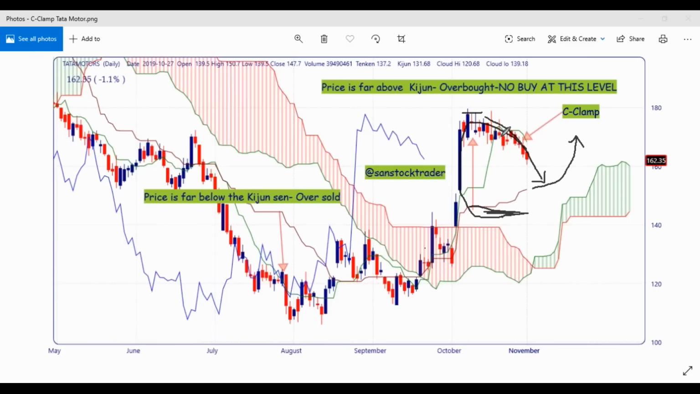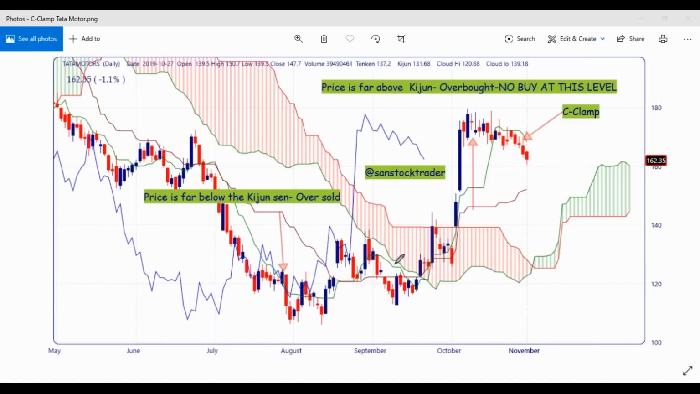A contra trade can be taken: a short can be taken once price closes below the Tenkan-sen here, below this candle. But again, it is a contra trade. If you are experienced enough, then only take this contra trade, else let it go.